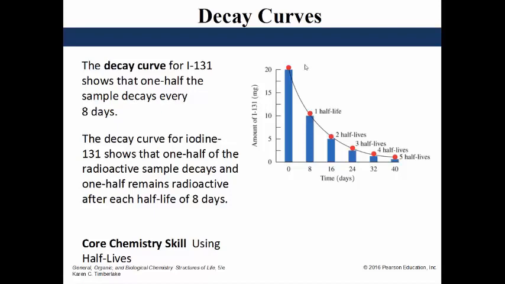So let's say you're starting off with a total of 20 milligrams of iodine-131. After 8 days, you'll be down to 10 milligrams of iodine-131. After 8 more days, you have half of this sample. So instead of having 10 milligrams, you have 5 milligrams. After another half-life, instead of having 5, you'll have 2.5, and then so on and so on.